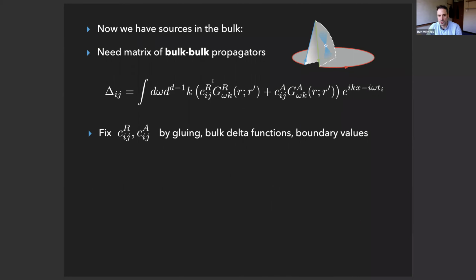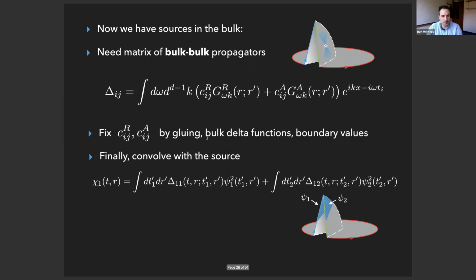And then we want no sources at all for our chi field. So that tells us there are no sources on the boundaries on these colored pieces. So that fixes the remaining parts of these coefficient matrices. So this completely fixes all of these Cij's. So this is our bulk-to-bulk propagator.